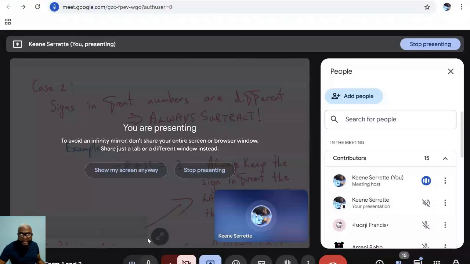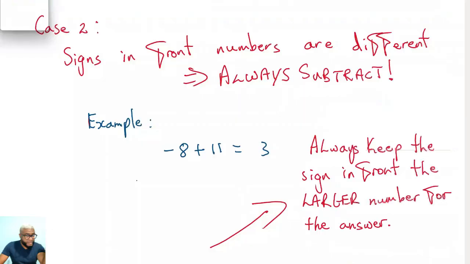Hold on, guys. I have a little issue with the internet here. Let me just reboot it. Momentum is everything, guys. I'm sorry for breaking the momentum there.